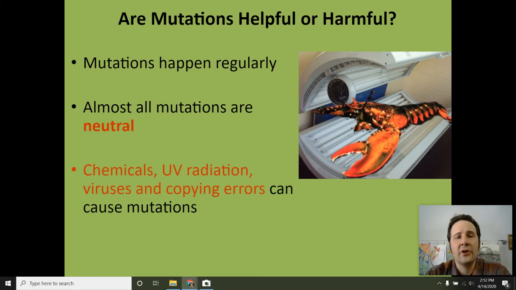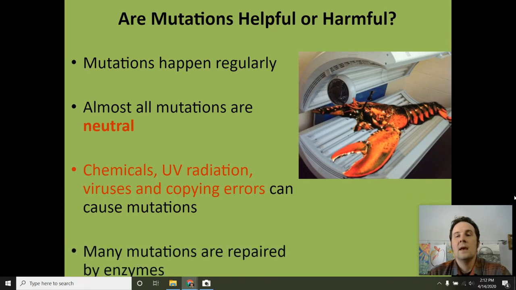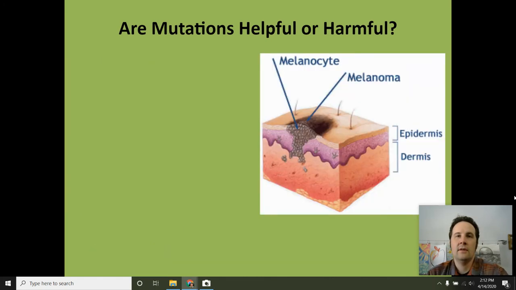So as I mentioned earlier, chemicals, UV radiation from the sun, viruses, and copying errors from polymerase all cause mutations. So these are things that are happening all the time. And the best part is that many of these mutations are actually corrected by enzymes. There's another type of polymerase that goes around, searching out these mutations, checking them and repairing them. So DNA literally checks itself before it wrecks itself, because mutations are bad for your health.